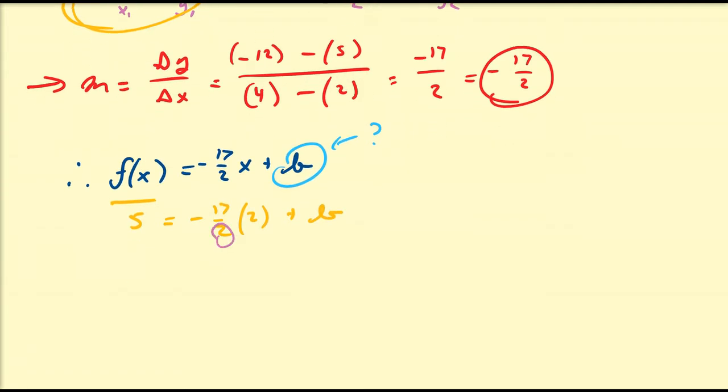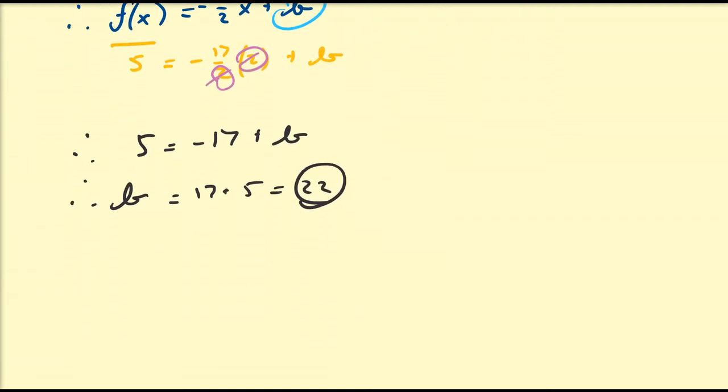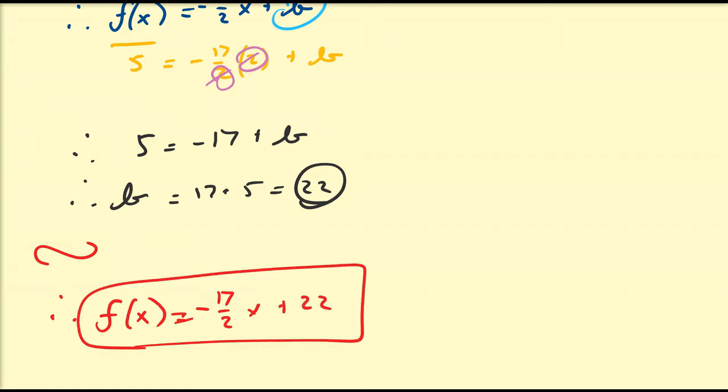By luck, the denominator and the number I'm multiplying are the same, so they will cancel. So I have that 5 must be equal to negative 17 plus b, which means my vertical intercept b must be equal to 17 plus 5, which we know is equal to 22. So combining all these things together, my linear function f of x is going to be equal to negative 17 halves x plus 22. So that is my linear function that I desire.